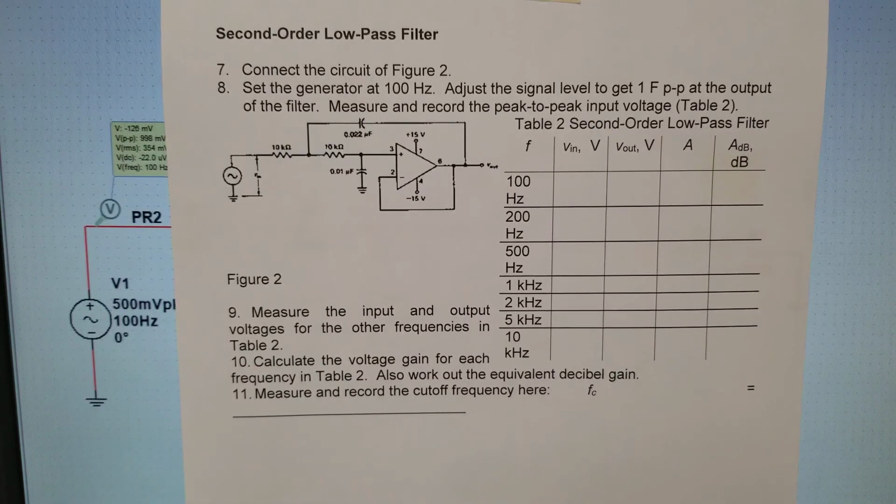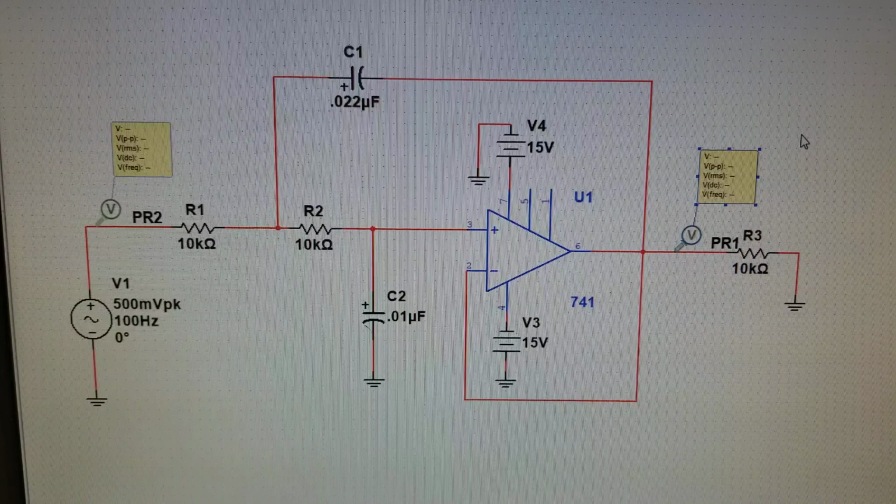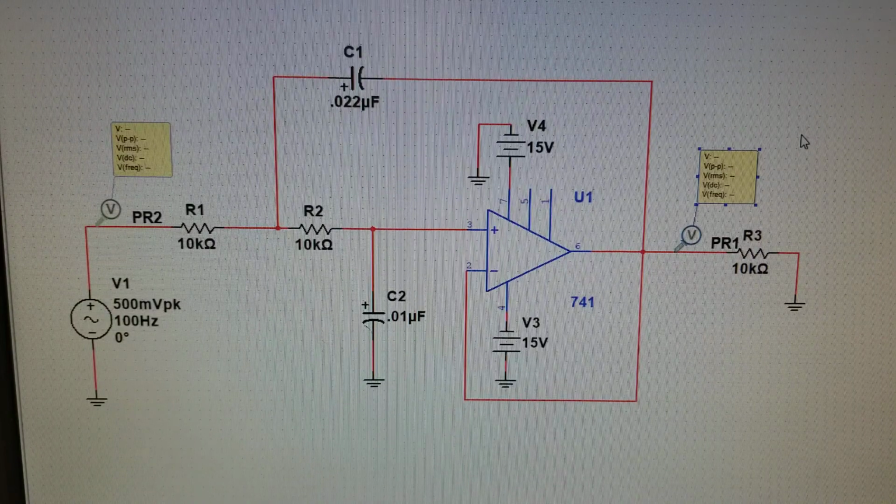So moving on to the second part of Lab 8. This is the second order low pass filter. Once again, we're going to build the circuit. This time the circuit's in figure 2, and then use the readings from that to fill out table 2. So here I have the circuit from figure 2 built. Step 8 tells us to set the generator at 100 hertz and adjust the signal level to get 1 volt peak to peak.